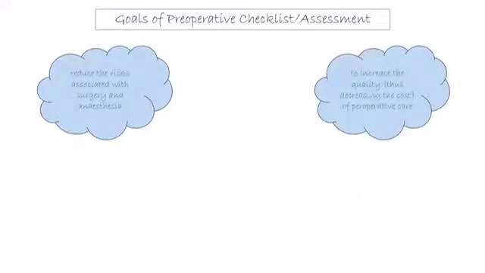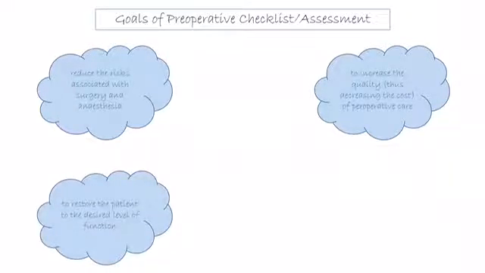So the first goal is to reduce any risks which can be associated with the surgery and anesthesia. And then to increase the quality, thus decreasing the cost of the preoperative care. How is it done? When we can reduce the risks associated with the surgery, we can prevent any complication that might happen in the surgery or in any period later, like in post-operative care, etc. And then to restore the patient to the desired level of function.